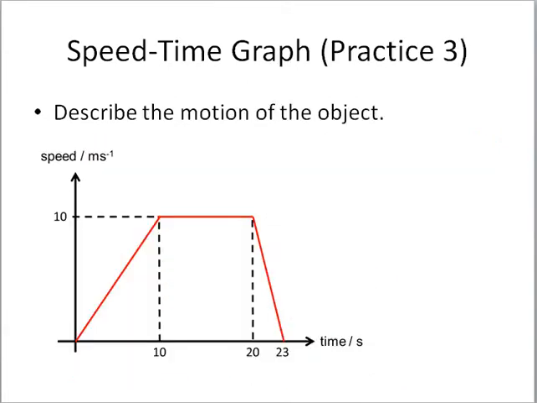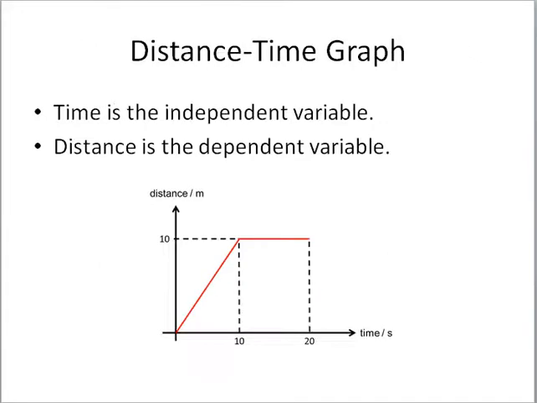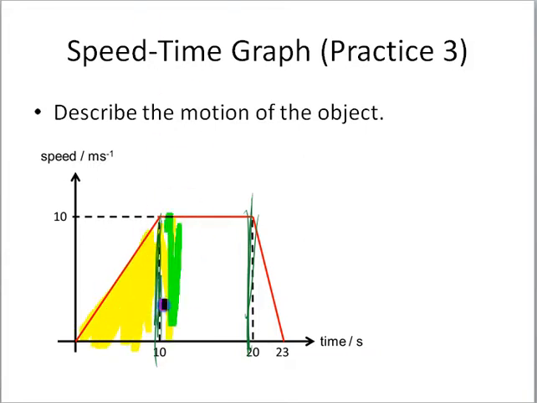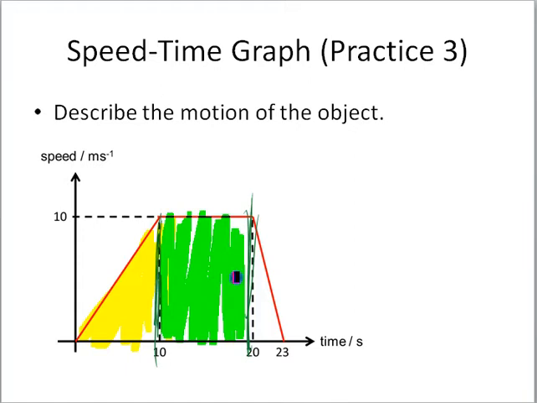Now, we've got practice 3 here. In this case, it's a simple diagram over here. Let's try to split the graph up first. So I'll split the graph up based on this. Region A, region B, sorry. Last one, region C.